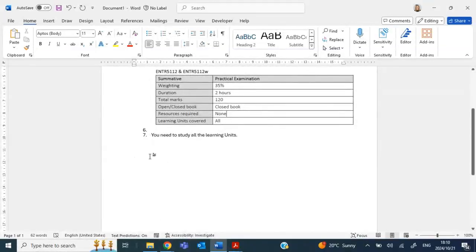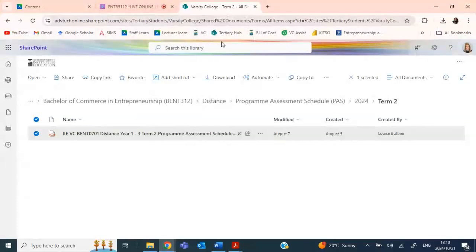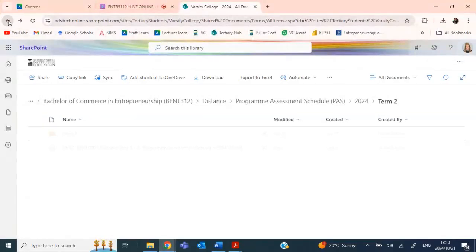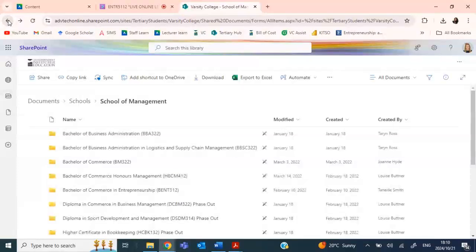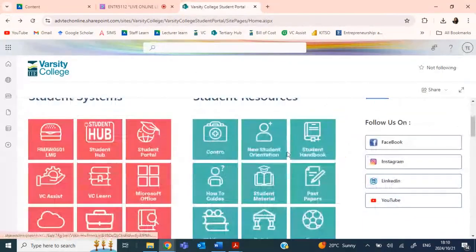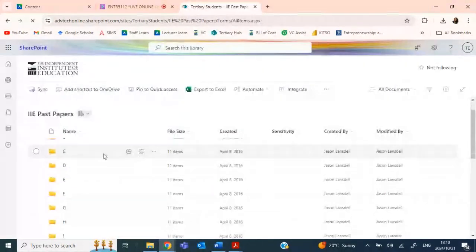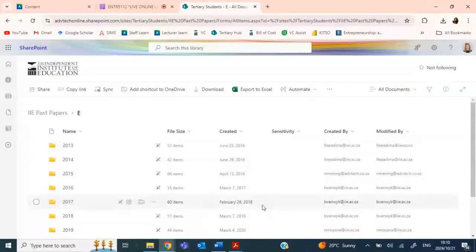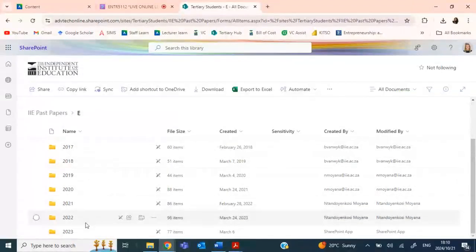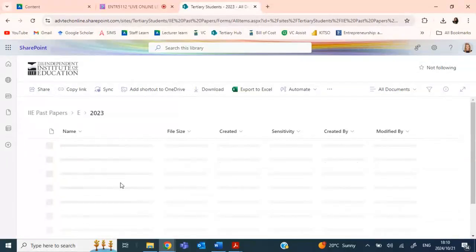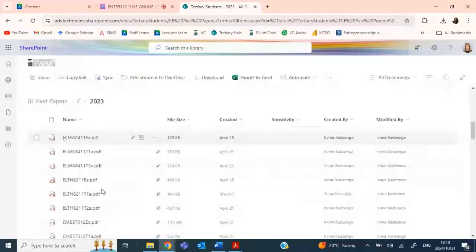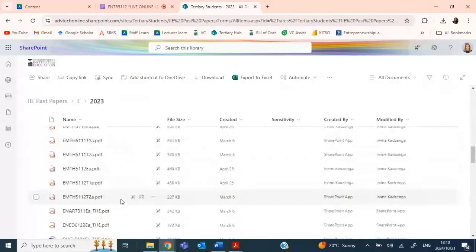Another thing that I can give you guys is past papers. That's another hint. If you go back to your VC intranet, back to student resources, you see that there's a tab for past papers. All you then have to do is scroll to the relevant letter, which is E for entrepreneurship, and then you can see you can get different years over here. So we can check for 2023, for instance.